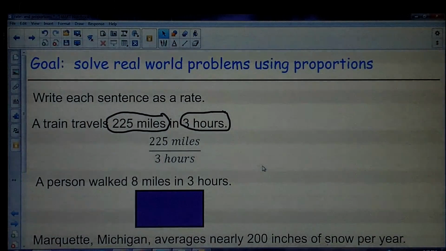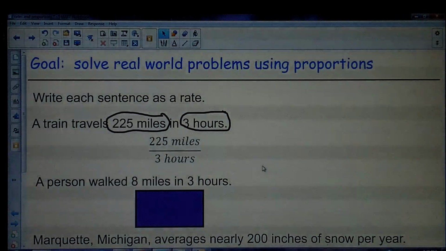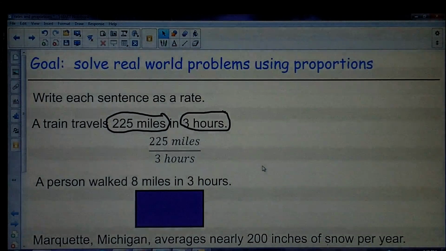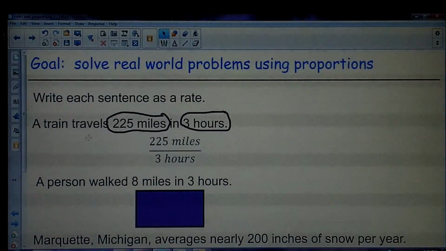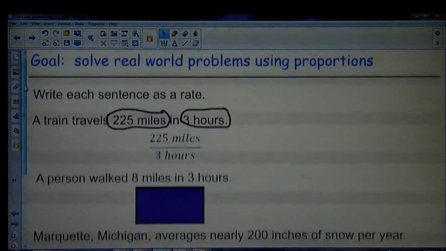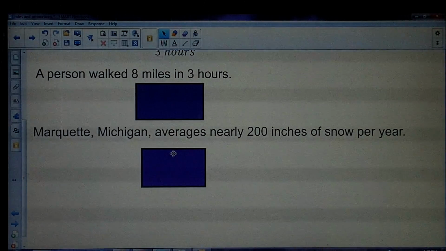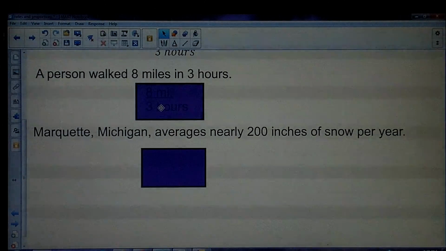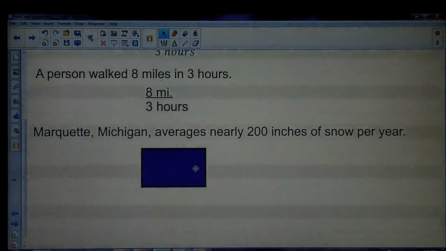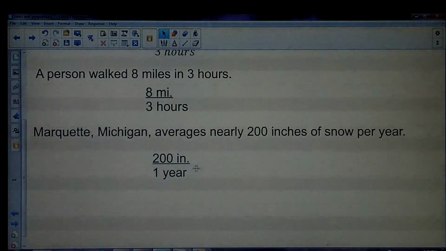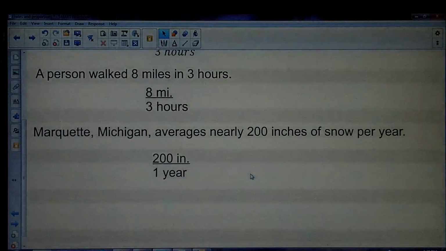I would like you to pause the video and write the next two situations as a rate. Now check your answer. For the second one, you should have written 8 miles over 3 hours. For the third one, 200 inches over 1 year.